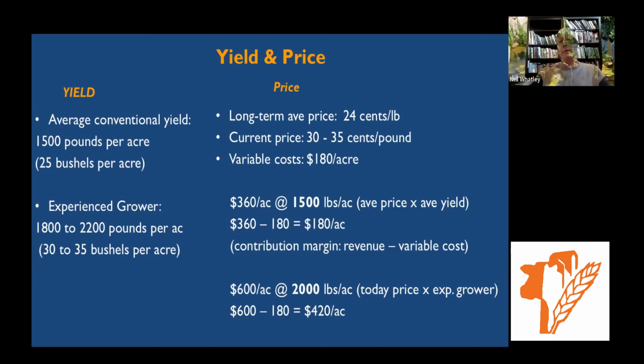Now, if you take the going price today, 30 cents, and you take 2,000 pounds, you get 600 minus 180 variable cost. You come out with a contribution margin of $420 an acre. And so you can see that the people that learn to grow this crop and then wait to grow it when the prices are high, they can really make a dent in their operating loan when they grow lentil, because you can make a lot of money off this crop.